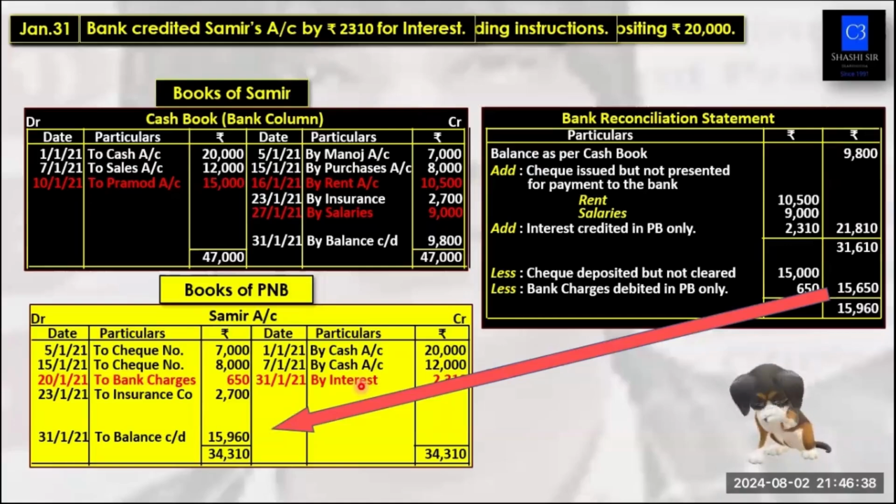We solved this question by taking this balance, 9,800, as the starting point. We started the bank reconciliation statement by taking this balance 9,800. We can also prepare this bank reconciliation statement by taking this balance 15,960 at the top.